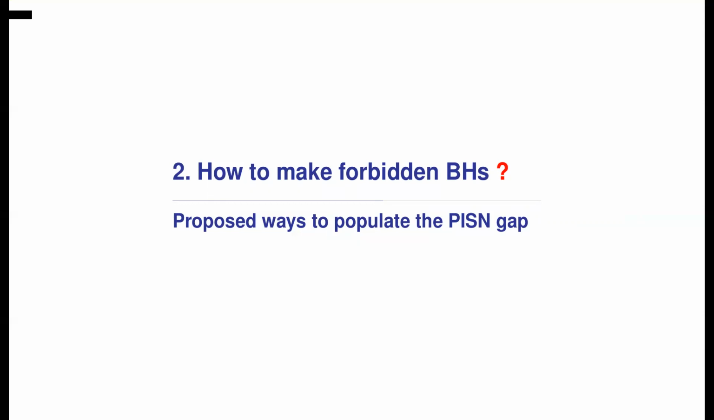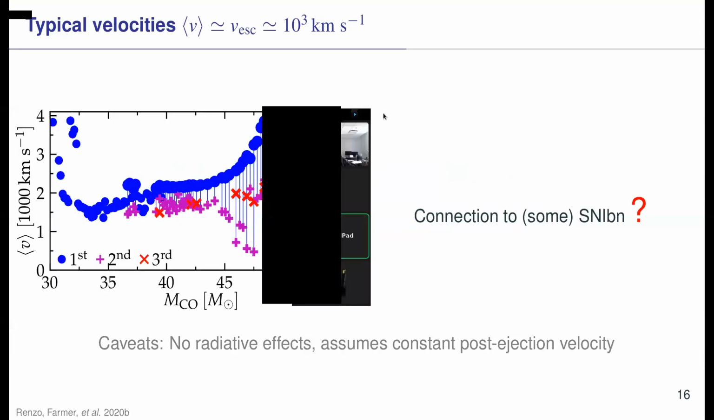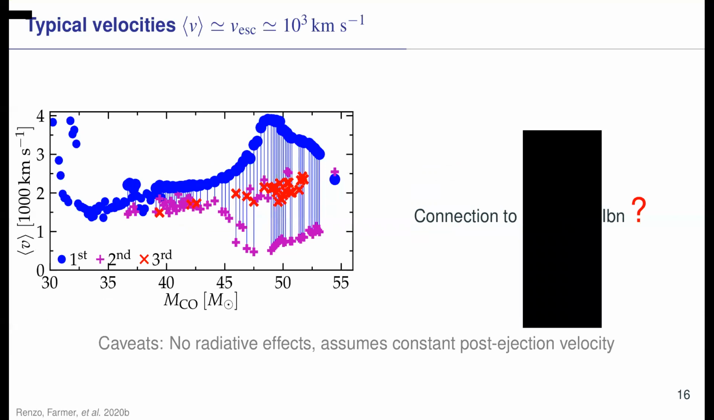Quick question. So you have 10 to the 4 kilometers per second for the first pulse, then like 100 kilometers.